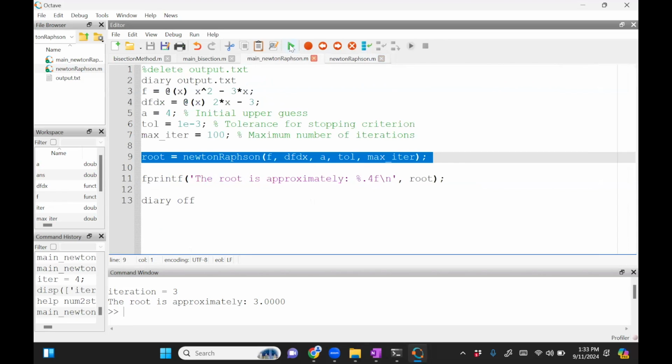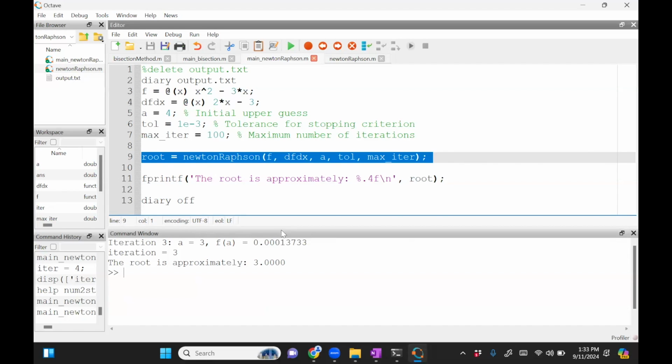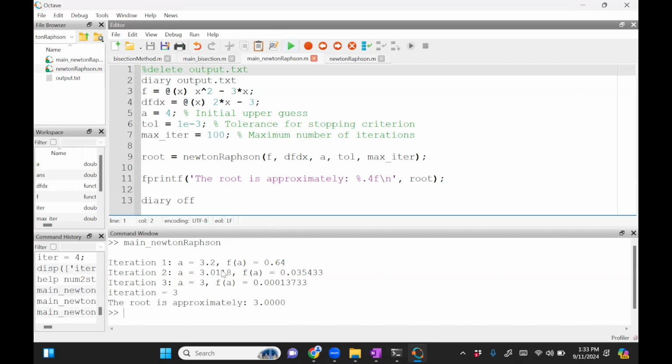So main Newton Raphson. So yeah, it goes to the same problem, which is it just doesn't print everything. Okay, so I already have this code, luckily. So this basically creates a diary with the file name output.txt. Whatever is written here will be saved to that file, and then diary will be off. Let me just comment this for a second. Run this. Well, now it just printed.